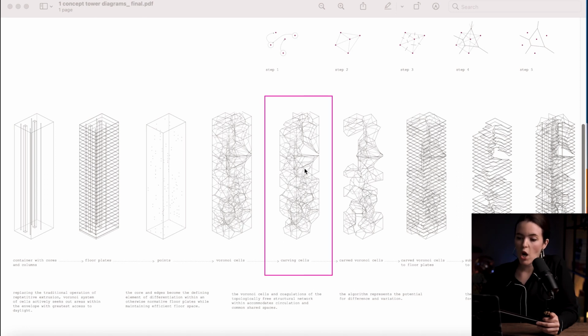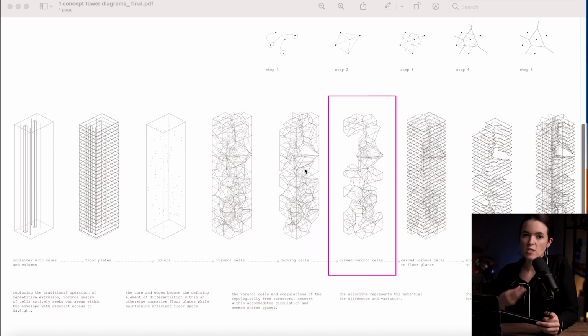Then I start to carve the cells, and that would be in response to the site characteristics, so wind patterns of the site. So how do we increase natural ventilation? Those cells being carved out were responding to the site characteristics of wind and daylight, to maximize daylight into the units and so on.